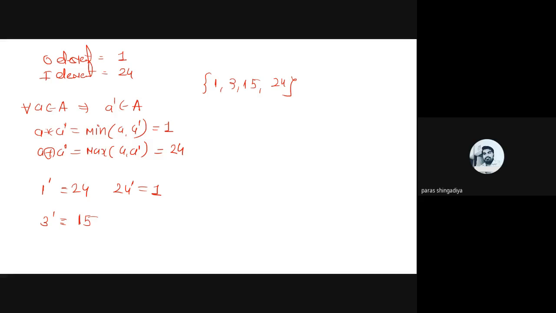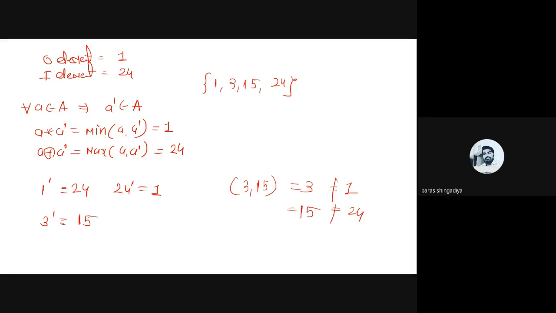Why? Because the pair will be considered as 3 with 15, and we'll use the minimum condition. So the minimum of 3 comma 15 will be 3, and the maximum will be 15. Clear? The maximum value will be 15 there. So we cannot consider this equal to 1 and this equal to 24. Clear? Because the I element we have is 24 and the 0 element is equal to 1. So the minimum of a comma a dash should be the 0 element and the maximum of a comma a dash should be 24. So here for 3 dash we cannot find this number.